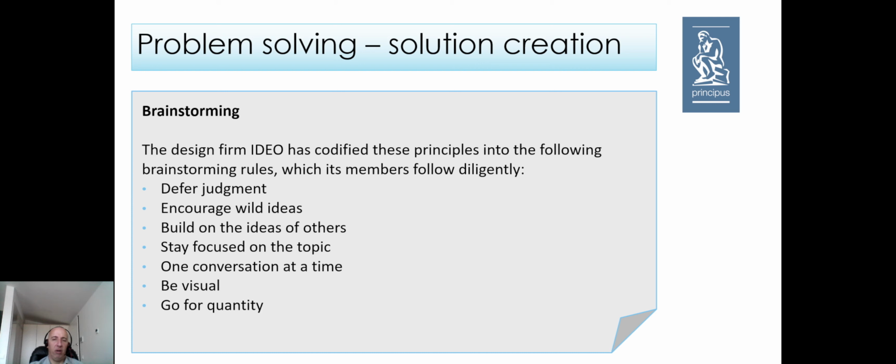The IDEO company that we briefly mentioned before defines some rules that can help teams run better brainstorming sessions. From my perspective, I would say that you should follow at least three of them. They are: defer your judgment, stay focused on the topic, and in this phase, go for quantity, not quality.